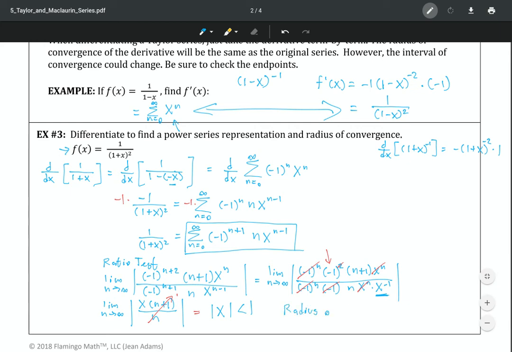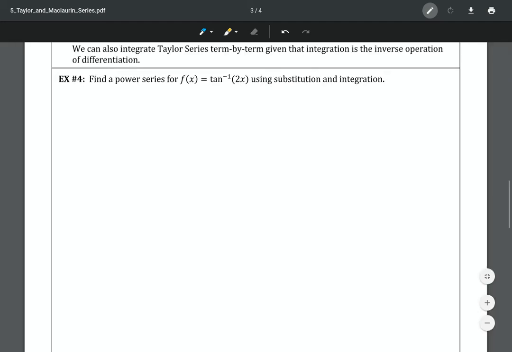And on this one, I do not have to check the endpoints because this is one of the power series that's related to the geometric series. So as long as this right here is less than 1, then I know it converges. So there's no need for me to check the endpoints. All right, let's go on now.